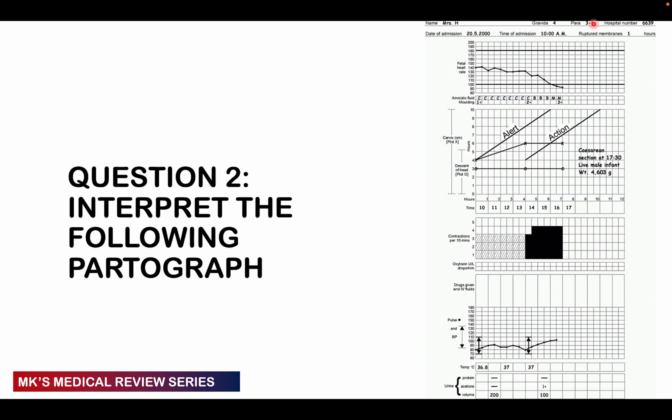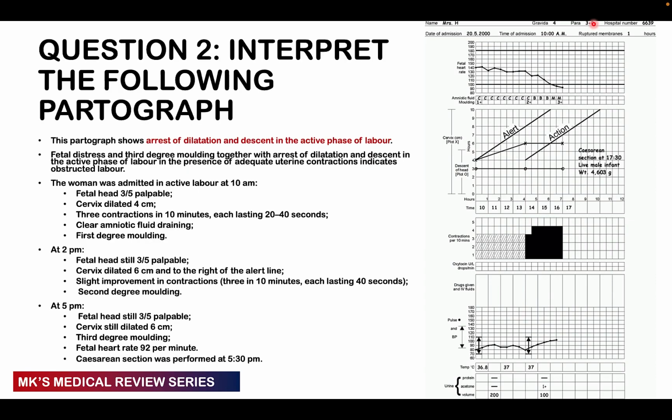So how exactly are we going to look at this partograph? If we look at it, remember when this woman was admitted at 10 a.m., she was 4 centimeters dilated, and she had a fetal head that was 3 out of 5 palpable abdominally, and she had 3 contractions in 10 minutes, each lasting between 20 to 40 seconds.